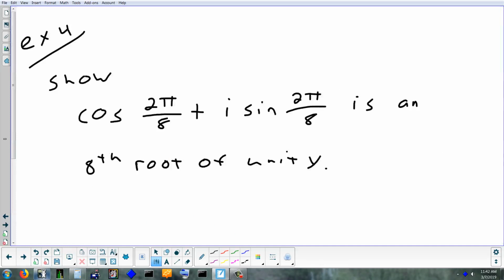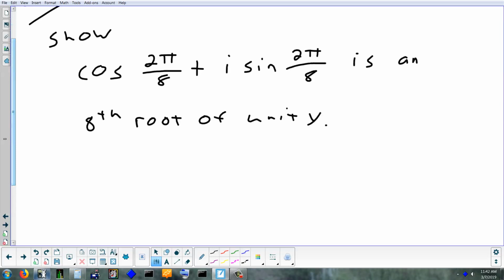They want me to prove that that is one of the 8th roots of 1. So there's 8 answers. They're not asking what the 8 answers are. They're just saying, prove that this is one of the 8 answers. So if I said to you, prove that 2 is the cube root of 8, how would you prove that? Cube 2. Say, look what you get. If you take 2 and you cube it, you get 8.